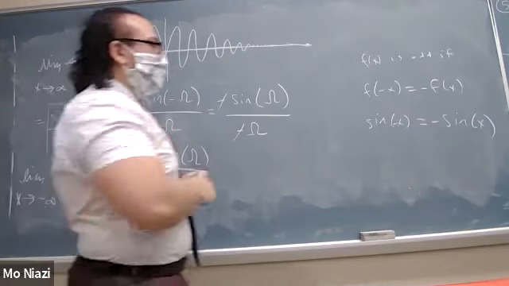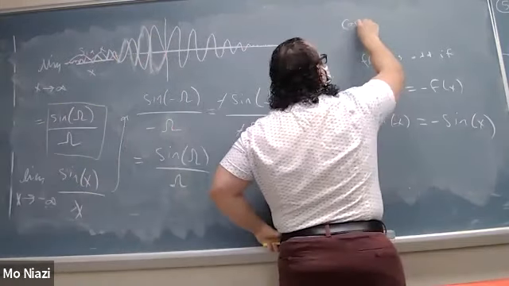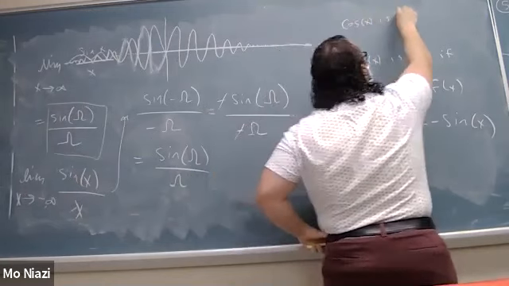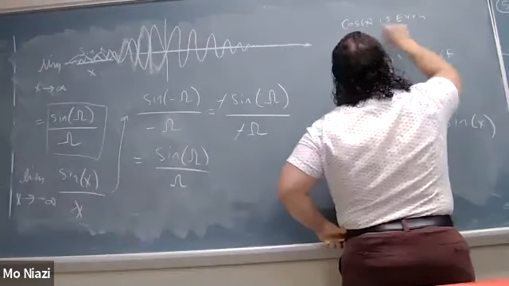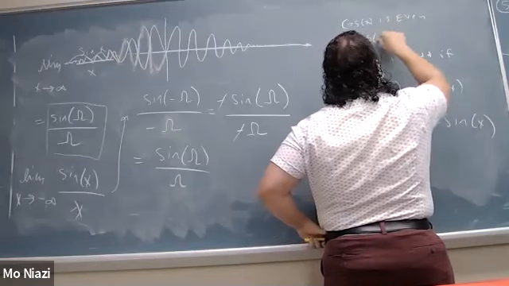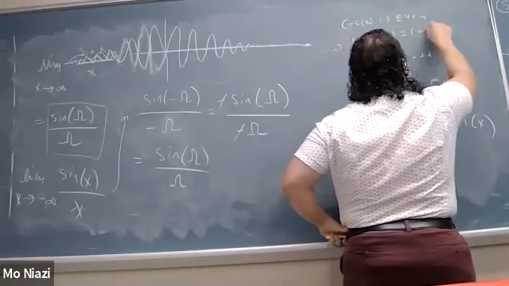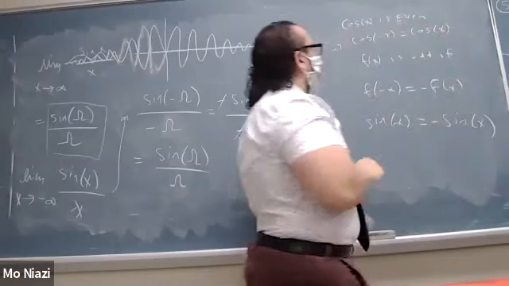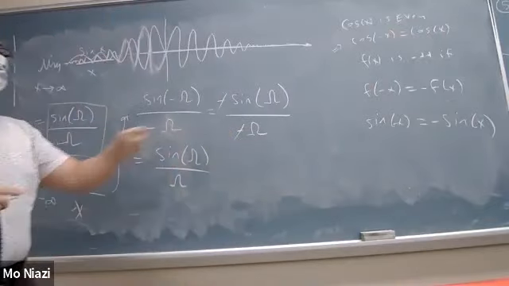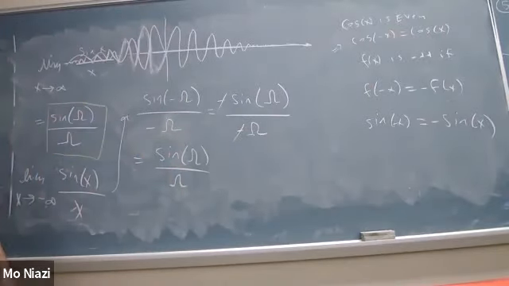No, cosine is even. That implies cosine of negative x is cosine of x. Sine is odd, cosine is even, and that's it. The rest of the trig functions are built off of sine and cosine. Oh, sorry. So what about tangent? Is tangent even or odd?